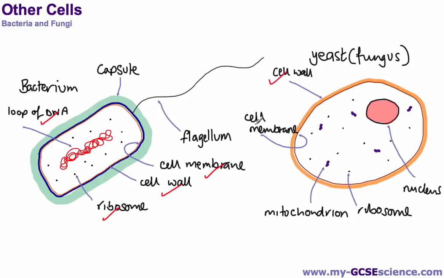For the yeast: cell wall, cell membrane, mitochondria, ribosome, nucleus. These are ones that you need to know, and specifically what you need to recognize is that there is a cell wall for bacteria and yeast, and that for bacteria there is no nucleus, there is just a loop of DNA in the center there. Okay, so these are two types of cell that you need to know about. You need to learn these labels and be very clear with them and try not to get them confused.